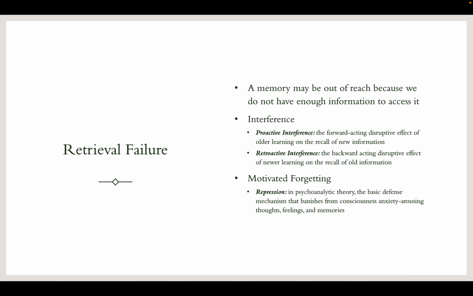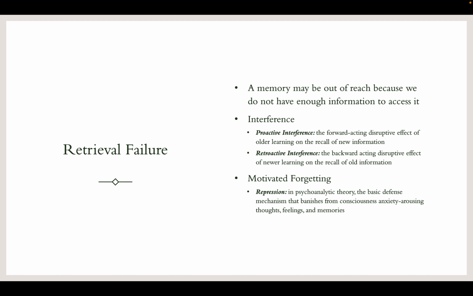So the next way of forgetting is through retrieval failure. A memory may be out of reach because we do not have enough information to access it. So we might not have enough retrieval cues to be able to follow the pathway to where that memory is. And this is often because of interference.